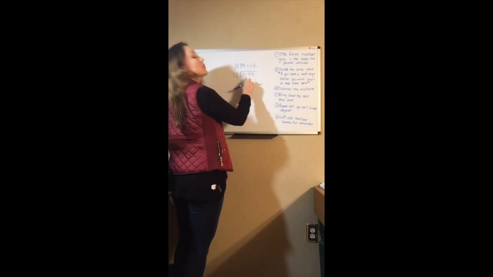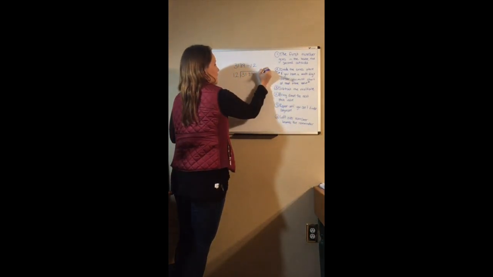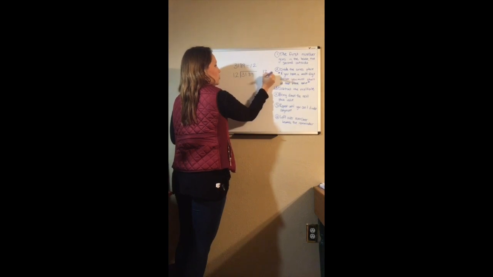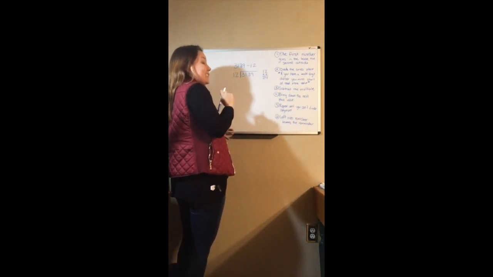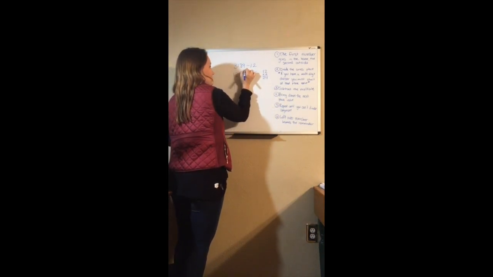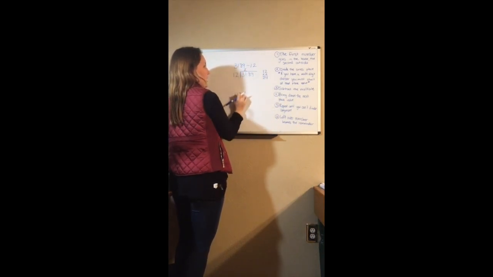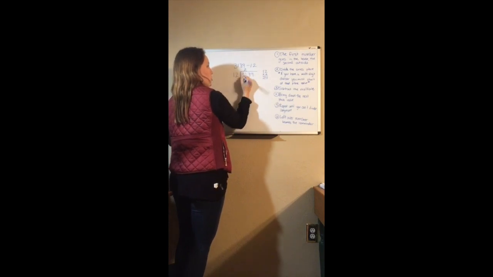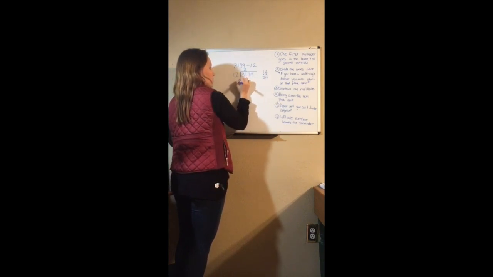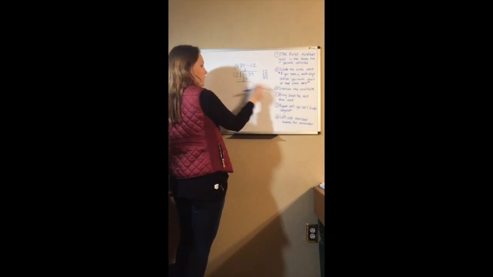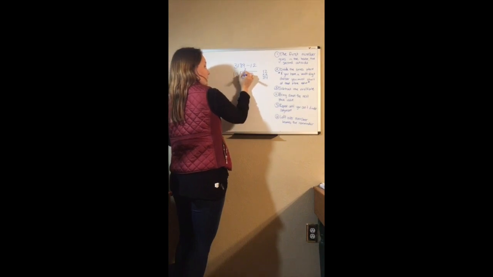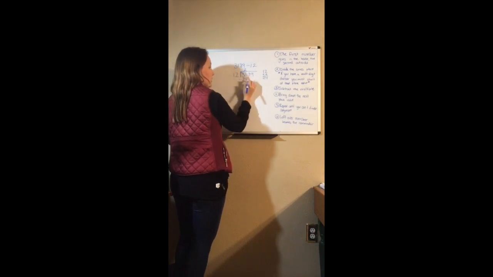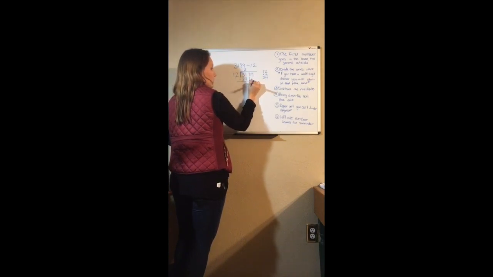So 12 into 31. Looking at this, I know 12 times 2 is 24. If I go 1 up, that'll give me 36. So I know 12 goes into 31 2 times. And I know 12 times 2 is 24. So I'm going to subtract those, subtracting the multiple. And that's going to give me 7. So I'm going to bring down that 8.